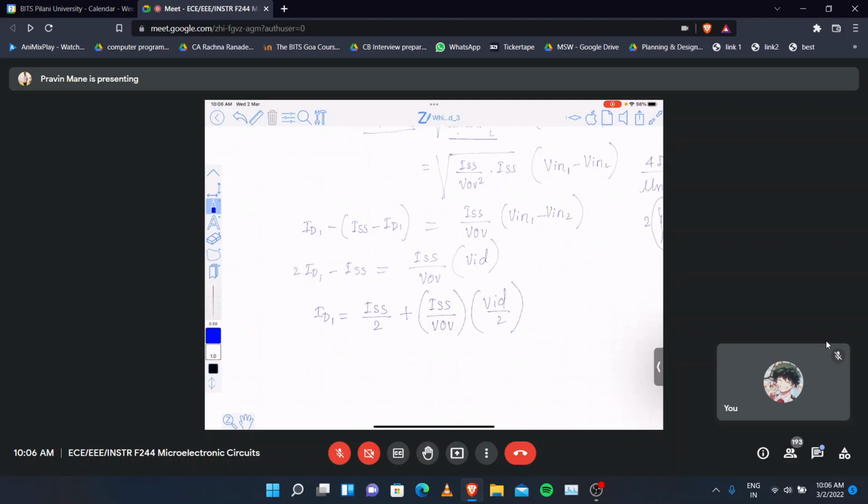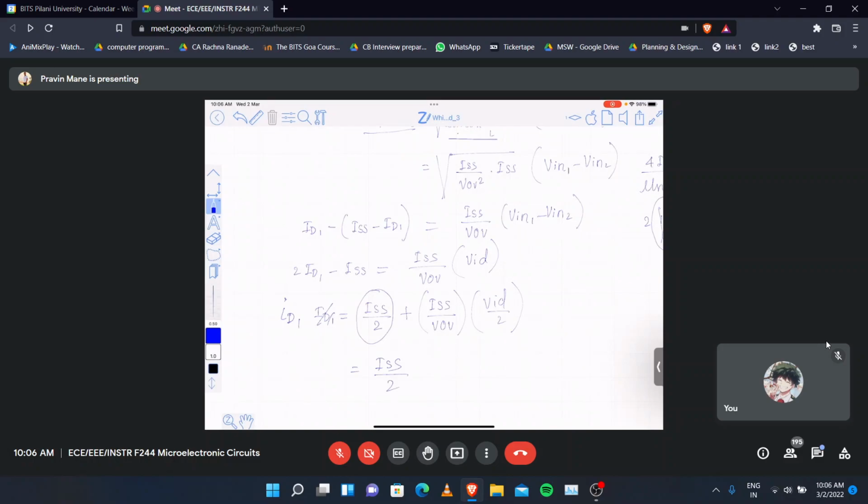Yes. ID1 can be written as ISS by 2 plus ISS divided by VOV times VID by 2. Can you tell me, what is ISS by 2? What kind of current is it, DC or AC? DC. So even though I have not used the correct notation, it should be ID1. So it is DC current, which is ISS by 2.